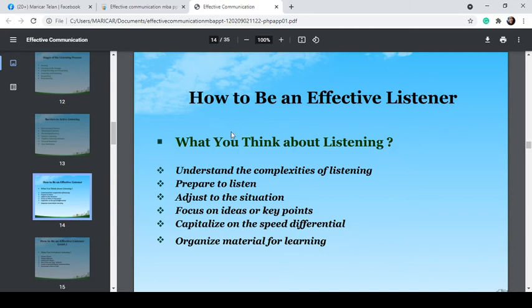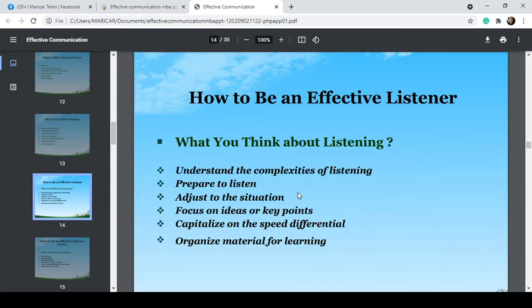Sabi nga, how to be an effective listener. What you think about listening. You should understand complexities of listening. You have to prepare to listen. You also have to adjust the situation. Focus on the ideas and key points. Capitalize on speed differential. And organize material for learning. So, paano ka ba magiging good listener?